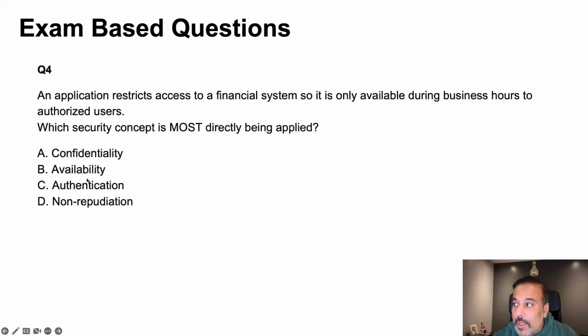So the only other option which is left is availability, because you see it's only available during business hours. We want the system to be accessible to the user in a specific time. So availability is the option here.